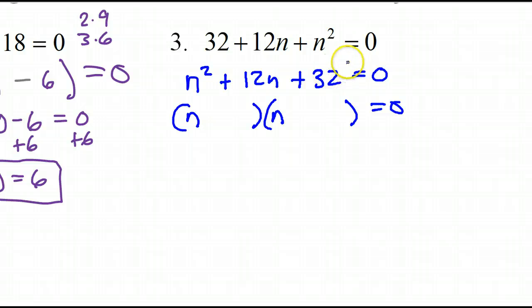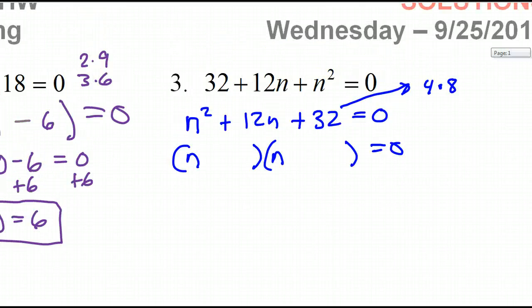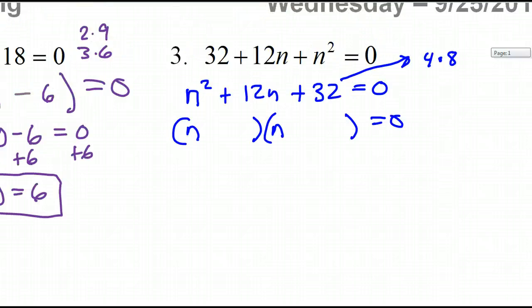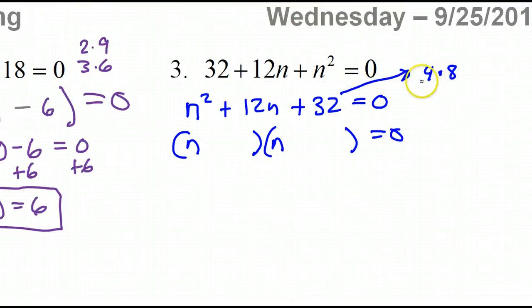Looking at that 32, the possibilities for 32, it could be 4 times 8. It's the first thing that comes into my mind. There are other things that make 32 as well, but I'm really liking the 4 times 8, the first thing that came to my mind, because 8 plus 4 is 12, and there's that 12 right there.